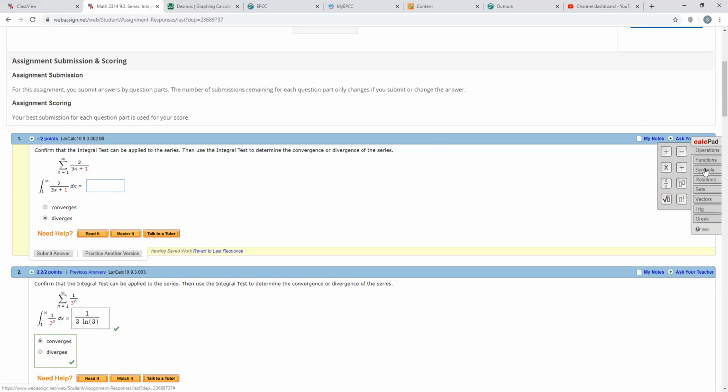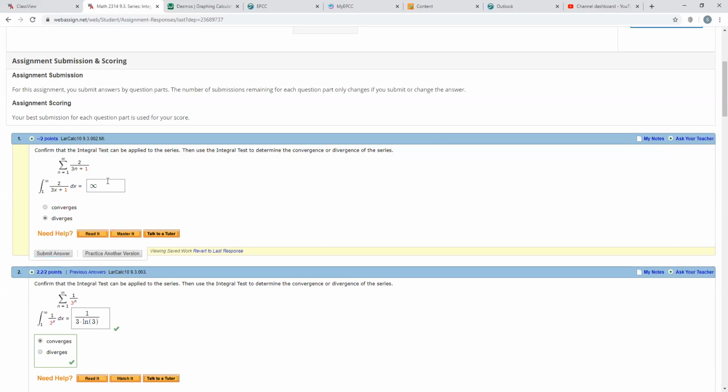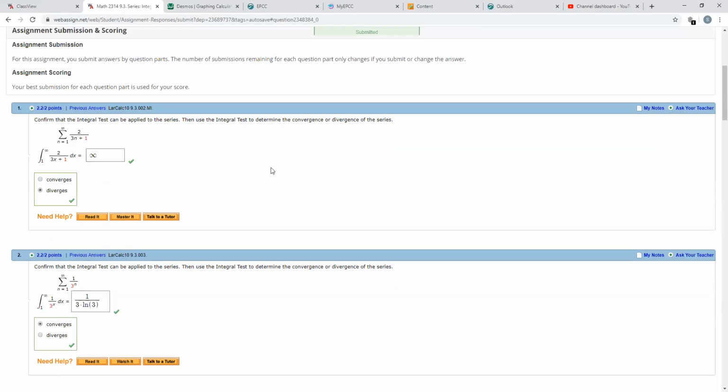So put infinity, and now check. If we would type diverges here, they probably wouldn't give us credit. And we are good. Cool. Does that make sense to you? Yes. Okay. Clears it up.